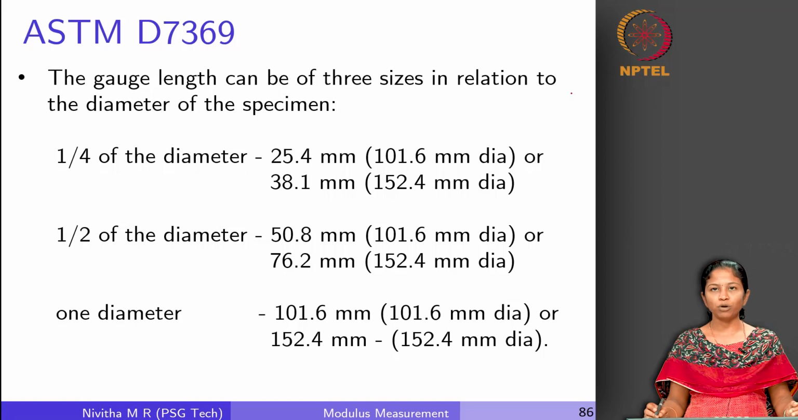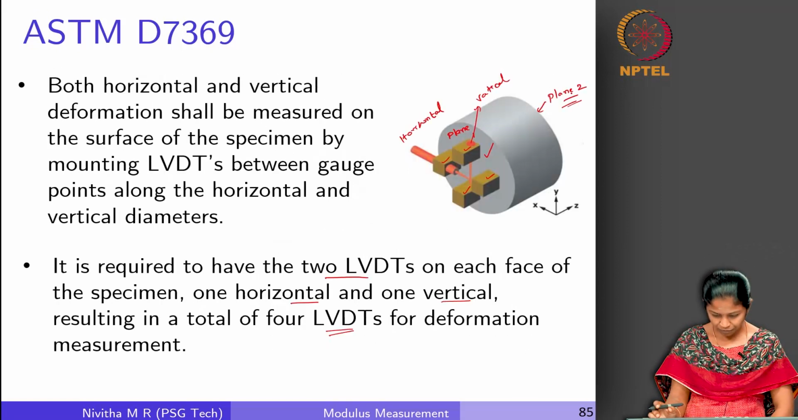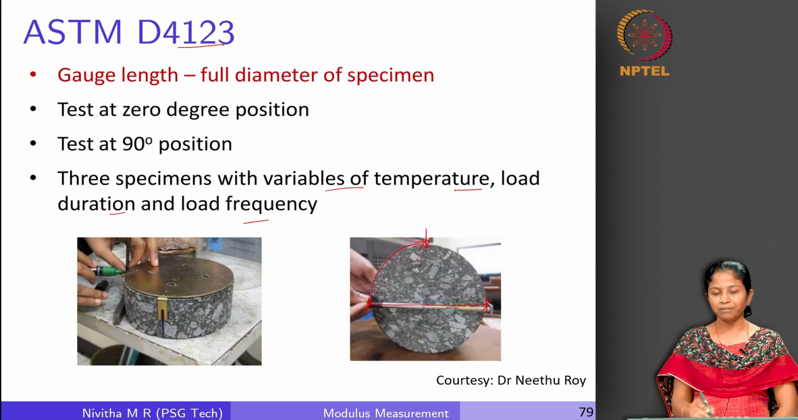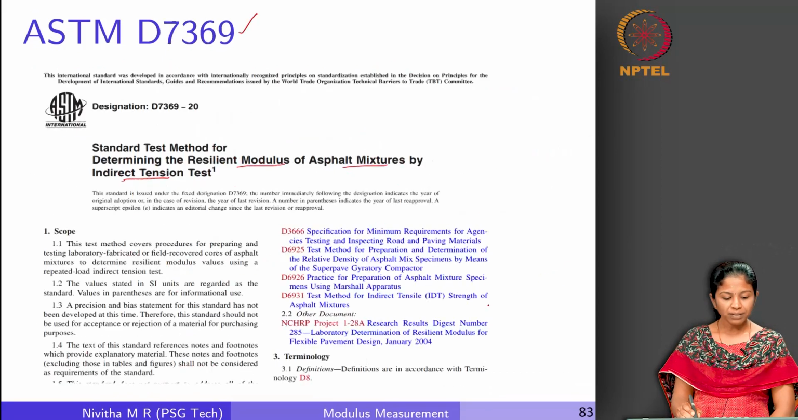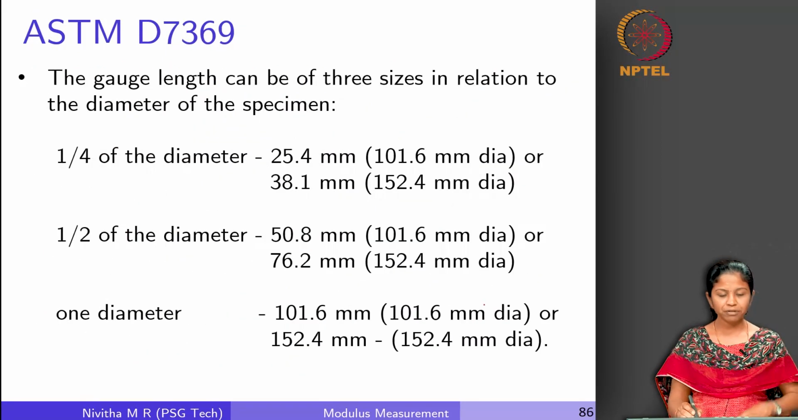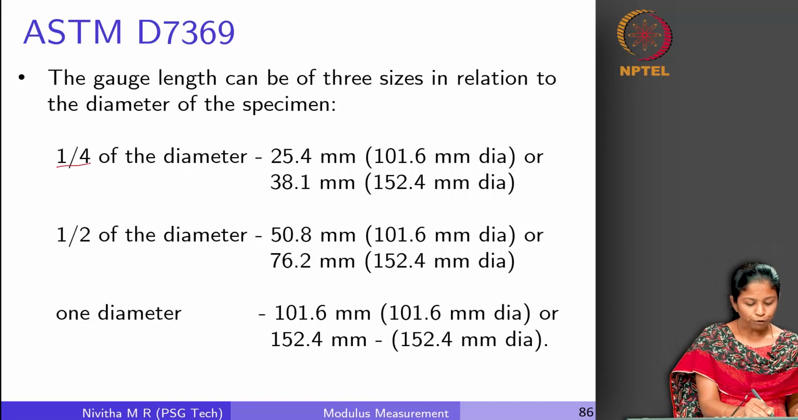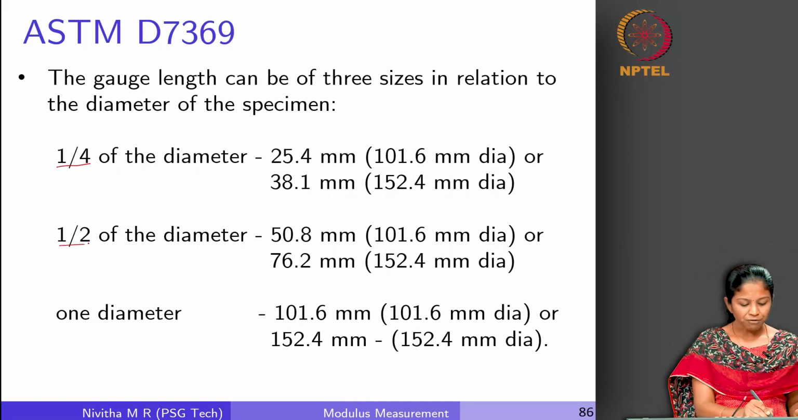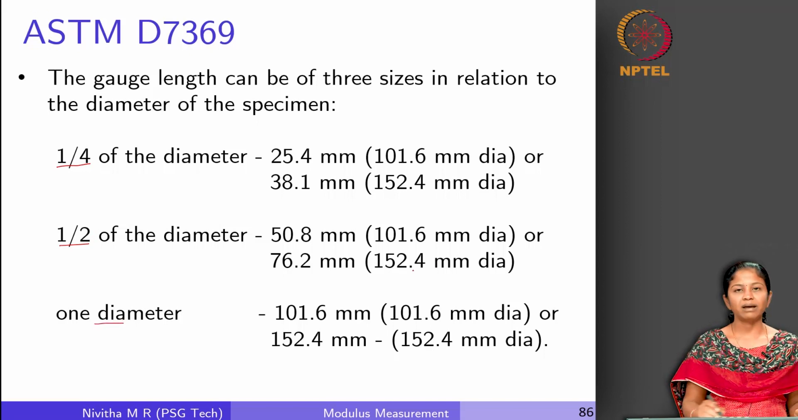Now, what is the gauge length? In ASTM D4123, we used the full gauge length, right. So, we took into account the full diameter, we measured the deformation over the entire diameter of the specimen. So, this is the full gauge length. Here we have provisions for 3 different gauge lengths. So, one could be 1/4 of the diameter or half of the diameter or the full diameter also.